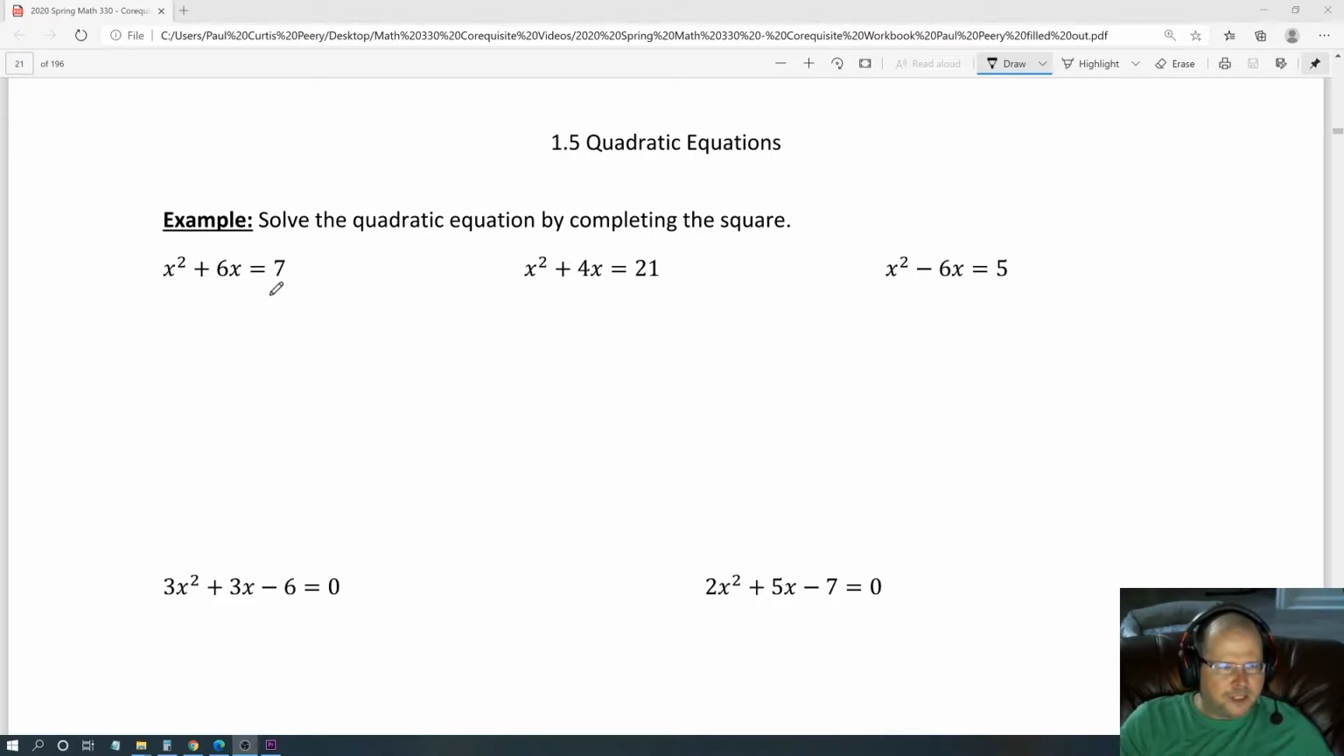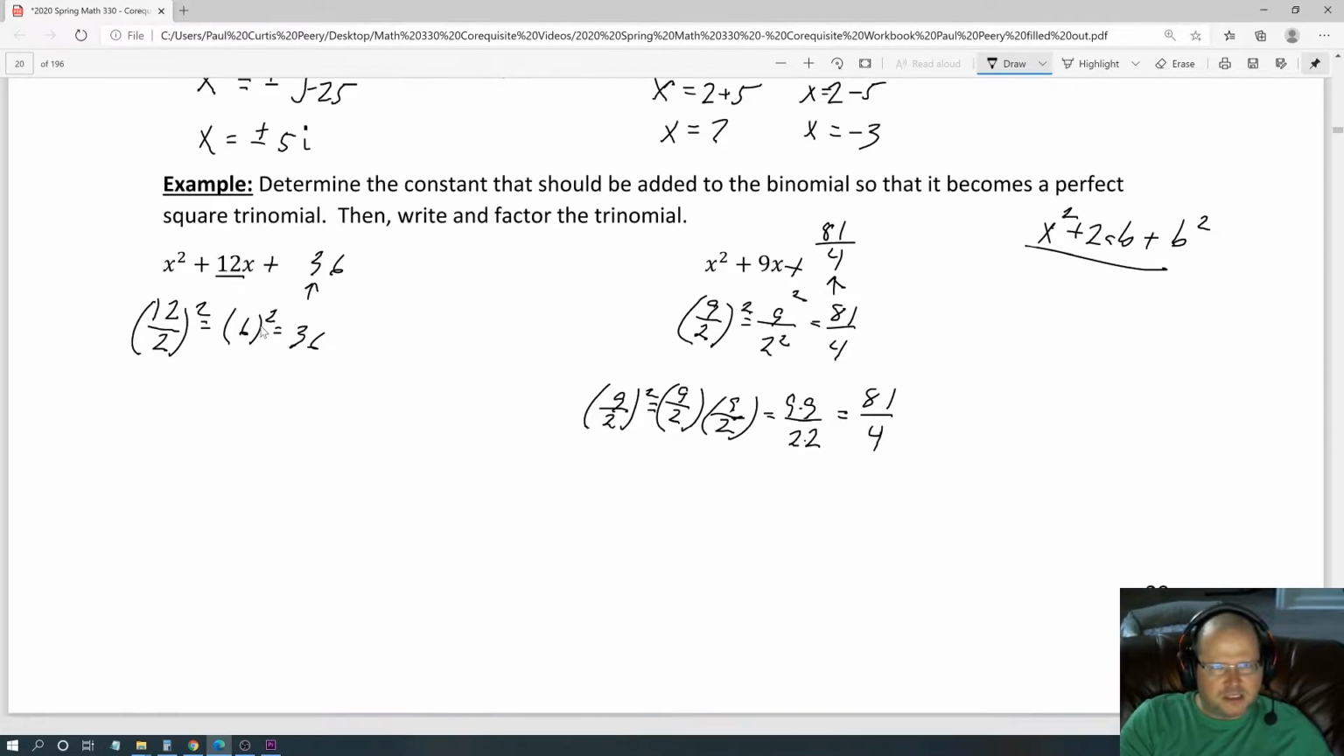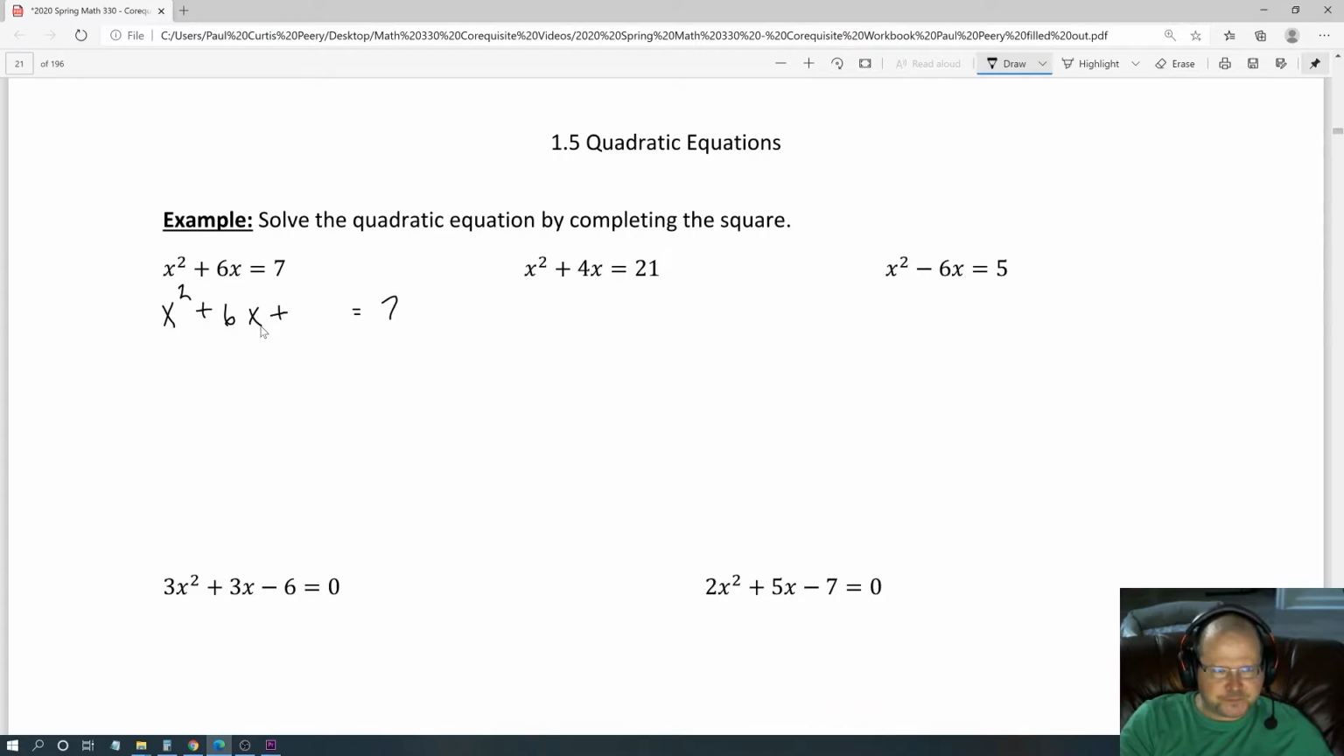All right, so first thing is we want to put it in a certain form. We referred to this in the previous one. You determine the constant that should be added to the binomial so that it becomes a perfect square trinomial. So we're looking to put this in the form of a perfect square trinomial.